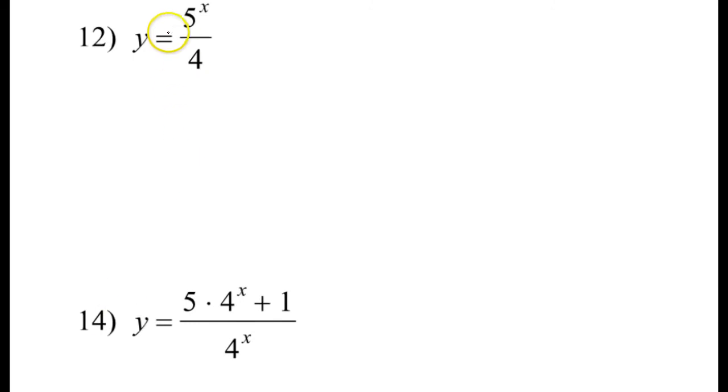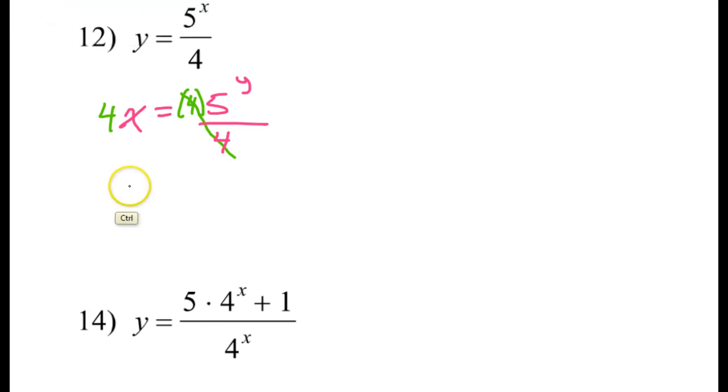Alright, again we will switch x and y and then solve for y. So first we get x equals 5 to the y power over 4. So I switched x and y. Now I need to solve for y. So the first thing you want to do is multiply both sides by 4. That way these 4's will cancel each other out. So that's going to give me 4x is equal to 5 to the y power.